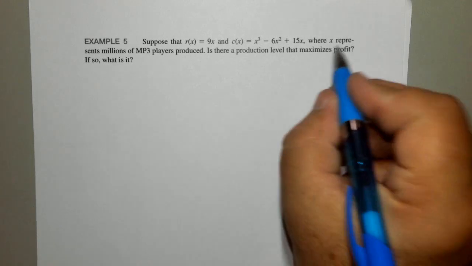Here's an example of a business problem. Suppose that the revenue function was 9x, and the cost function was x cubed minus 6x squared plus 15x, where x represents millions of MP3 players produced. Is there a production level that maximizes profit? If so, what is it? It maximizes profit, so we're looking for the largest one.